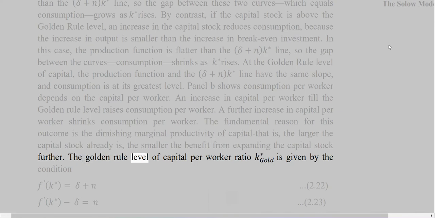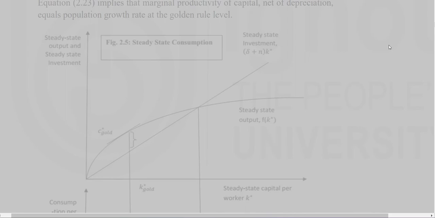The golden rule level of capital per worker ratio k*gold is given by the condition f′(k*gold) = δ + n, equation 2.22, or f′(k*gold) − δ = n, equation 2.23. Equation 2.23 implies that marginal productivity of capital, net of depreciation, equals the population growth rate at the golden rule level.